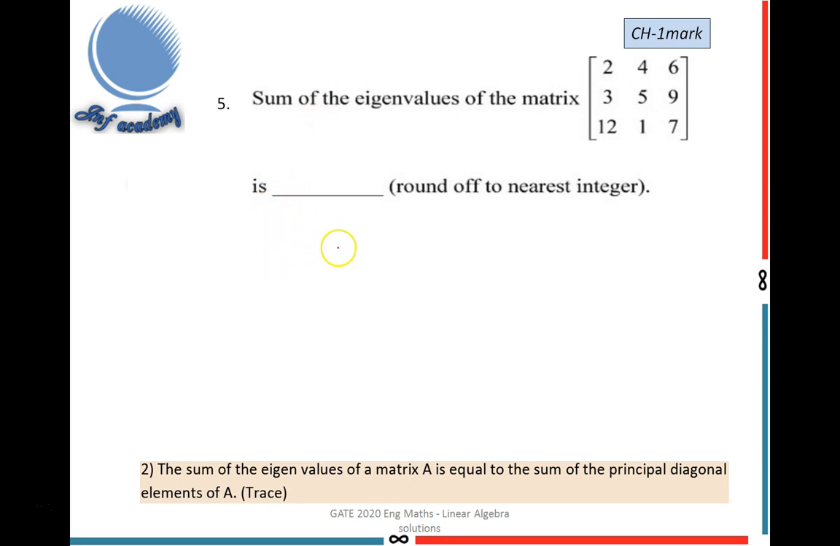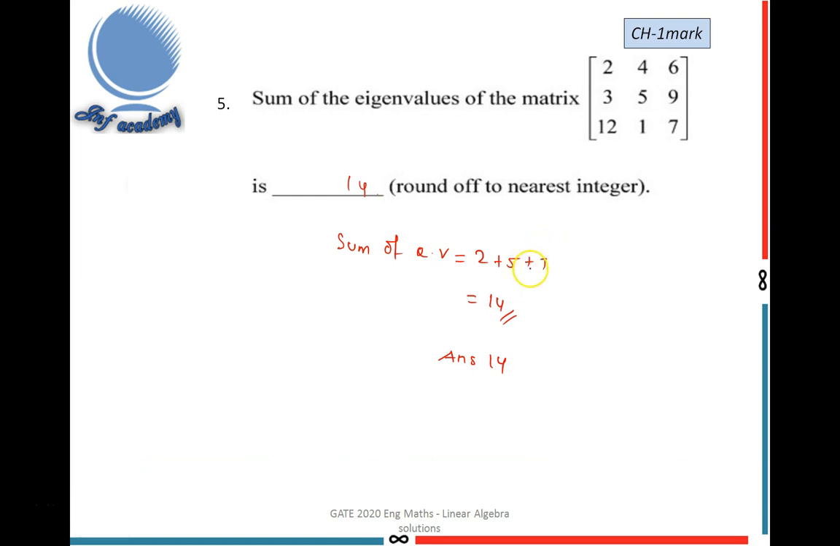So sum of eigenvalues equal to sum of principal diagonal elements. What are the principal diagonal elements? 2, 5, 7. 2 plus 5 plus 7 is equal to 14. Answer is 14. It is a very simple question. Next, move on to the sixth problem.